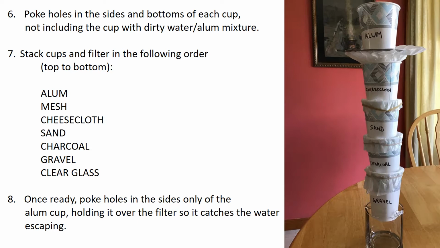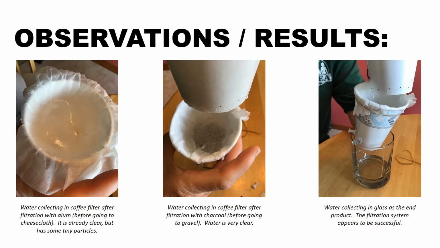I felt the same way about the mesh as I did with the filter, so I put it under the cup with the alum as an extra root system. I used a clear glass on the bottom so I could see the progress. You can see the pictures of some of my observations on this slide.